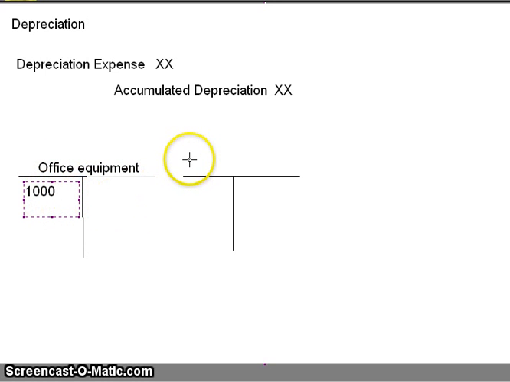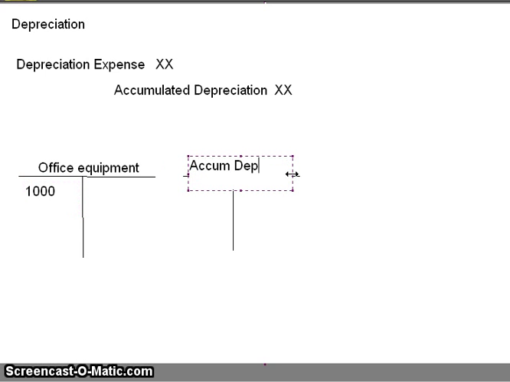But what you have is this other account. And this other account is called accumulated depreciation. You've got accumulated depreciation, office equipment. All right. Well, this is going to be where you show how the asset is losing its value over time. Now, if we said this asset cost $1,000 and it's good for 10 years, then you can say that it would be about $100 a year would be the depreciation on that asset.